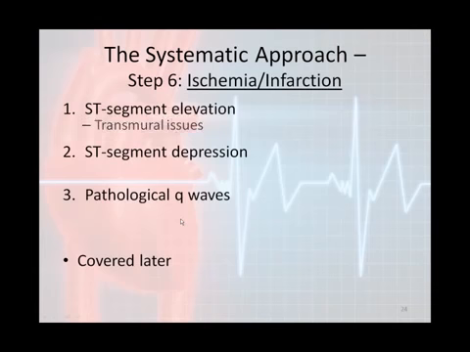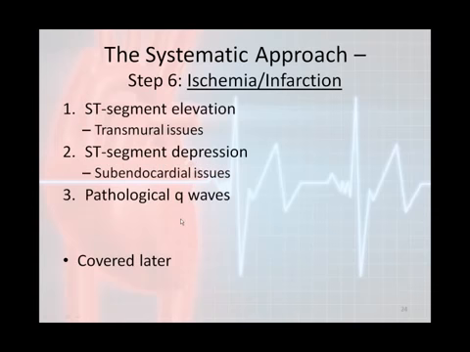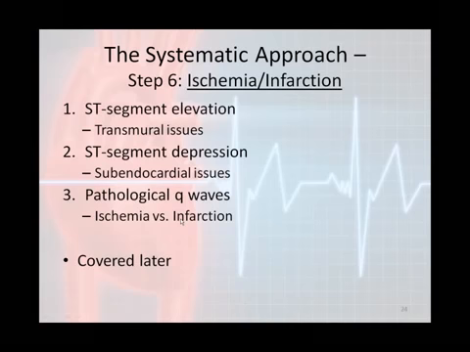ST segment elevation means that somebody is having myocardial ischemia affecting the entire thickness of the myocardial wall. We call that transmural MI. ST segment depression is actually going to show myocardial ischemia just affecting the subendocardial layer of the myocardium itself. Pathological Q waves, on the other hand, are different from a regular Q wave because this means that there has been complete infarction of the heart tissue itself.